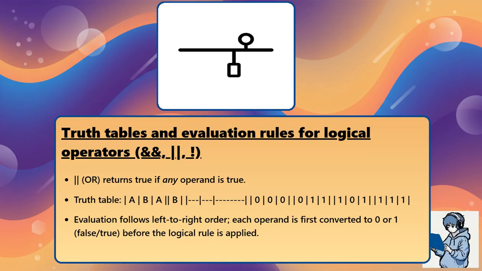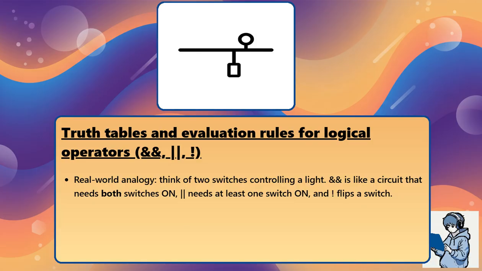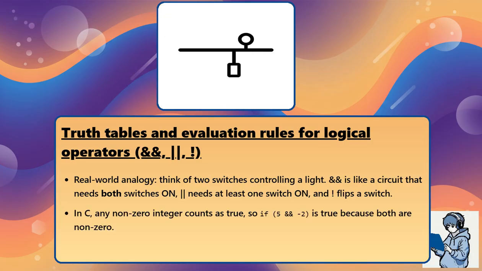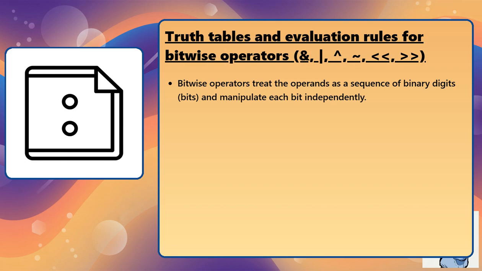Evaluation follows left to right order. Each operand is first converted to 0 or 1, false or true, before the logical rule is applied. Real-world analogy: think of two switches controlling a light. AND is like a circuit that needs both switches on, OR needs at least one switch on, and not flips a switch. In C, any non-zero integer counts as true, so if 5 and -2 is true because both are non-zero. Bitwise operators treat the operands as a sequence of binary digits, bits, and manipulate each bit independently.